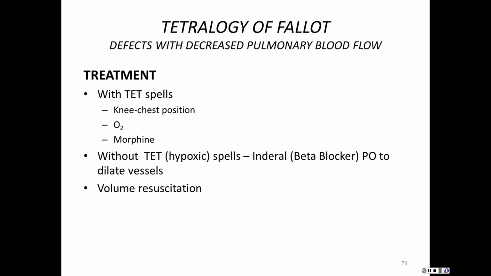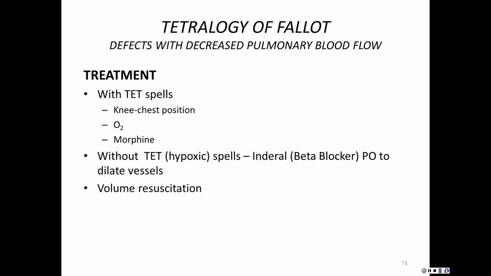Okay. So treatment, typically if the child is having one of these TET spells, we want to get them in the knee chest position. We want to get them on some oxygen and give them a little bit of morphine. The morphine actually helps decrease that pulmonary vascular resistance and helps with the circulation of the blood through there. Without TET spells or just hypoxic spells, we may use Inderal, a beta blocker, to help dilate the vessels. And we want to do volume resuscitation on these children, because many times we're seeing them dehydrated.